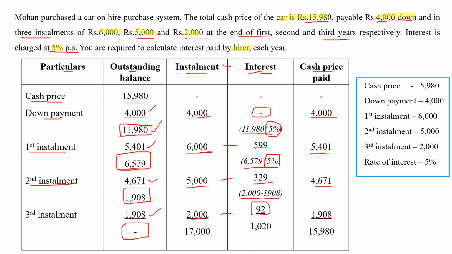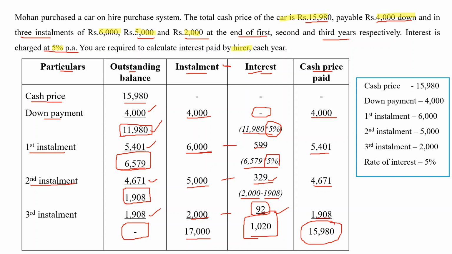Okay, now add the installment column. 4,000, 6,000, 5,000, 2,000. If you add, the answer that you get is 17,000. This 17,000 is nothing but the hire purchase price. Okay, so total interest 599, 329, 92. If you add, the total interest that is paid by the buyer to the seller is 1,020. And if you add the last column, cash price column, you should get 15,980.